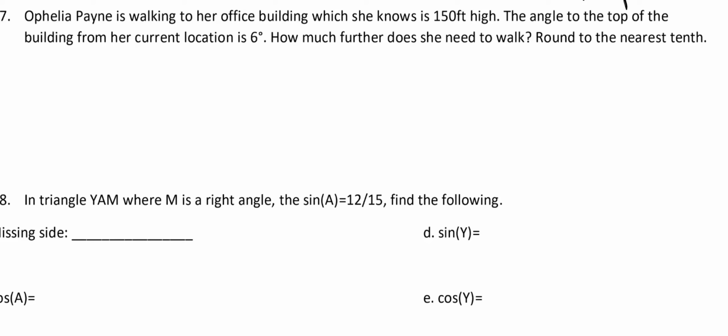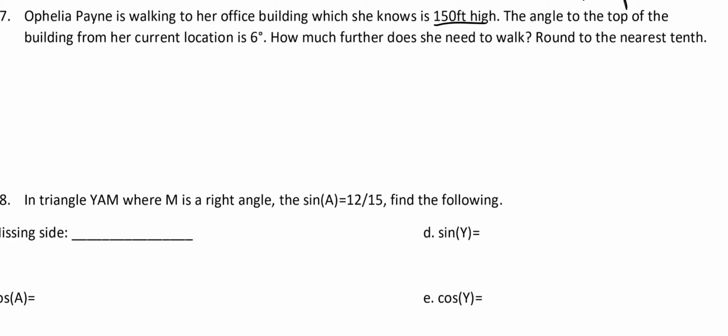All right, so number 7, it says Ophelia Payne is walking to her building, which she knows is 150 feet high. So, first part, got a building 150 feet tall. The angle to the top of the building from her current location is 6 degrees. How much further does she need to walk, round to the nearest 10th?